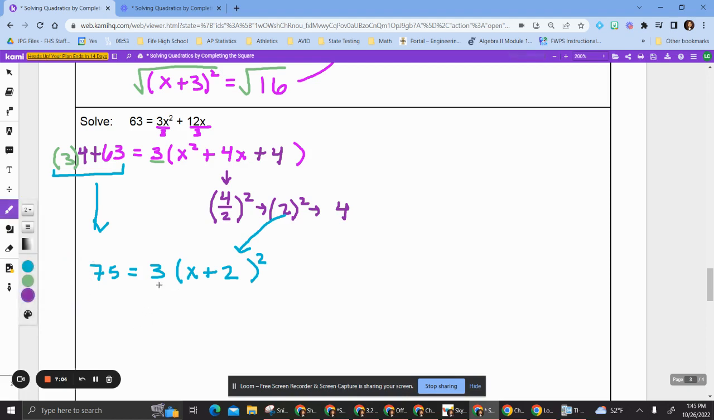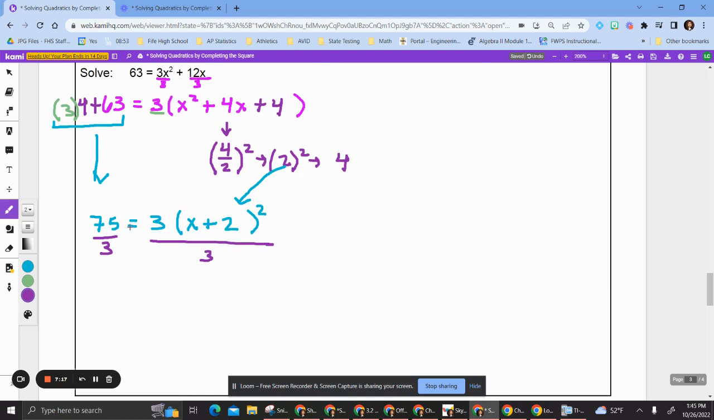So now I have this problem, just like before. I now need to get x by itself, so I can divide both sides by 3 from this 3. And 75 divided by 3 is going to be 25, is equal to x plus 2, and that's squared. Now I can square root both sides. And the square root of 25 is plus or minus 5, which is equal to x plus 2.